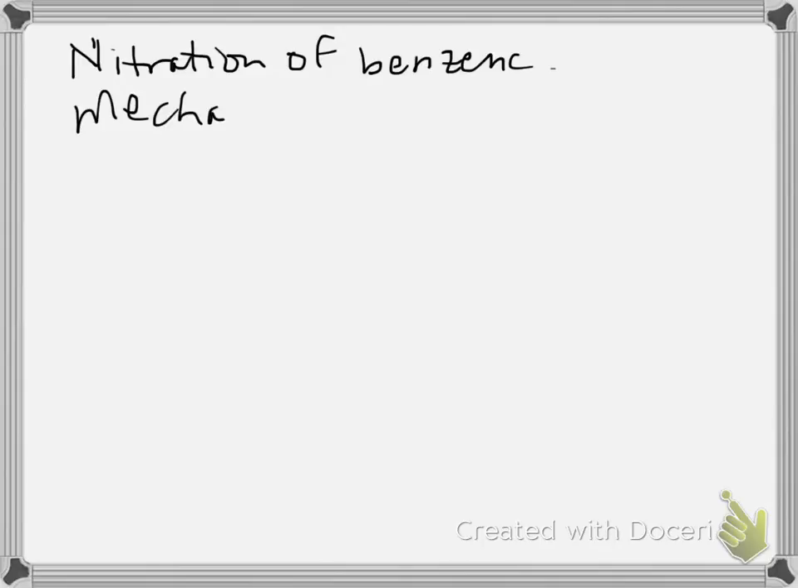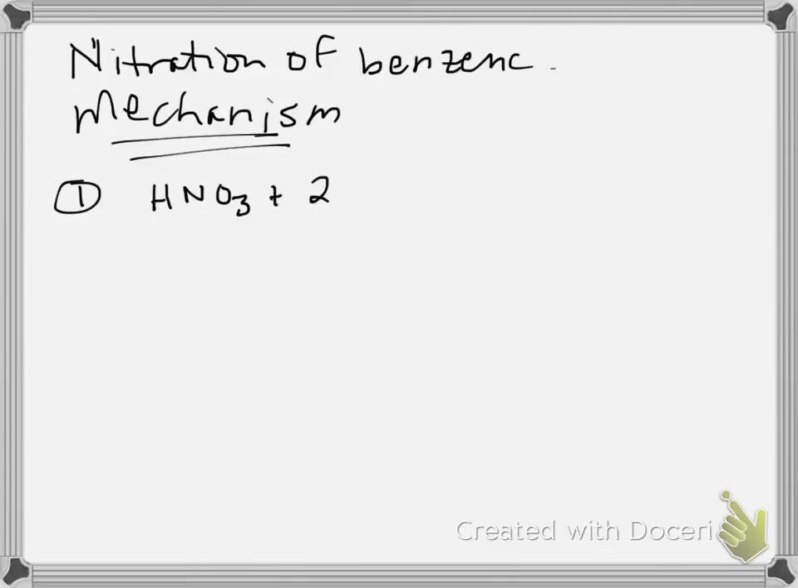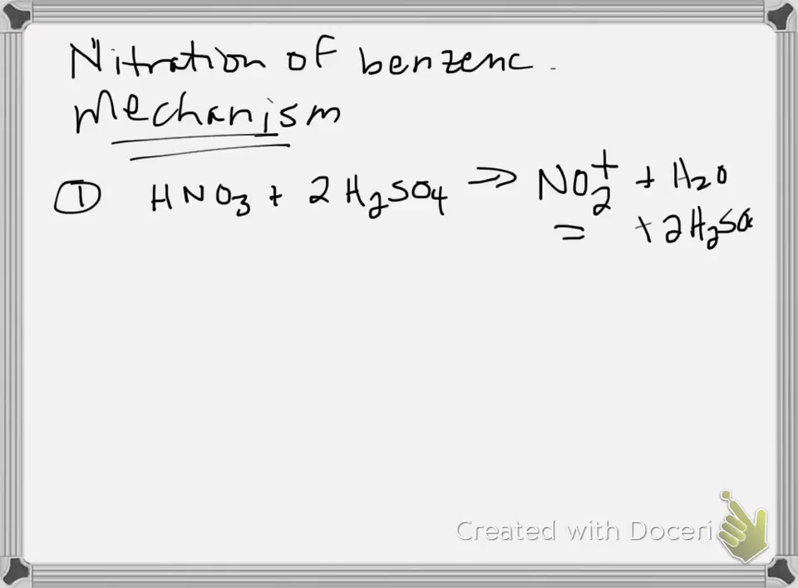The other thing that we need to know is the mechanism for the nitration of benzene. The first step in this mechanism is the reaction of the nitric acid and sulfuric acid. The nitration of benzene occurs in a concentrated acidic solution, actually under reflux. What happens here is we form the electrophile NO2+, and then we have water and 2 hydrogen sulfate ions.